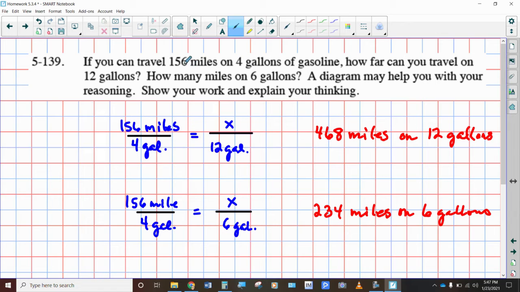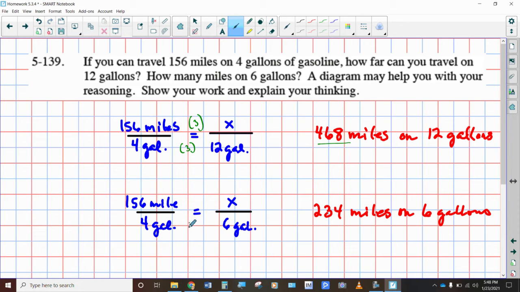If you travel 156 miles on 4 gallons of gas, how far can you go on 12 gallons? Okay, so we can set this up as a proportion, and some students may look at this and decide to turn that into a unit rate. But in this case, I don't think we really need the unit rate because it's so easy to use our giant 1. So 4 times 3 is 12, so 156 times 3 will give us our answer of 468 miles. We can do the same thing here.